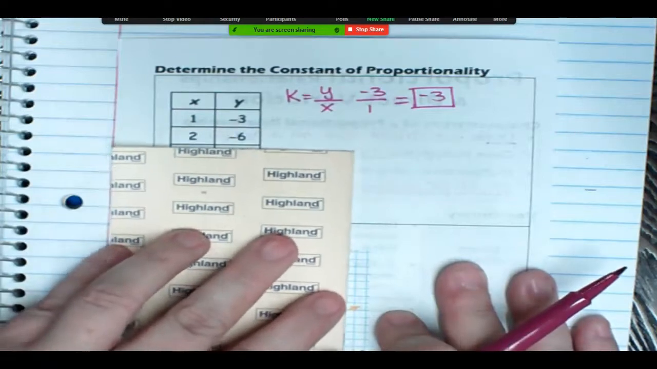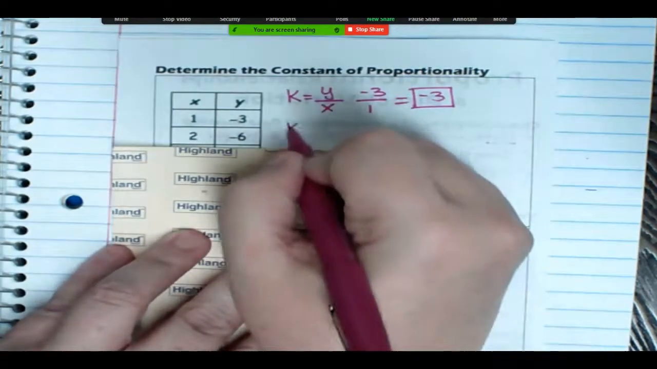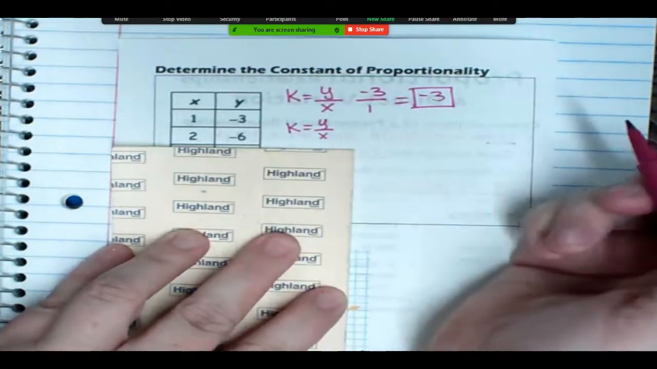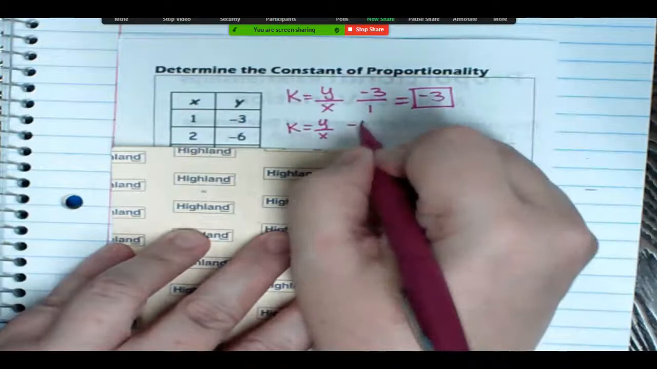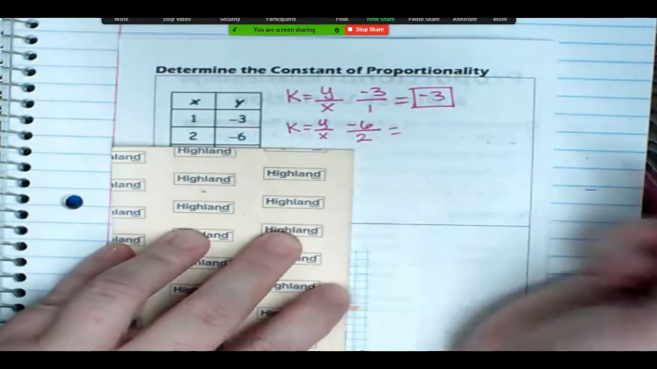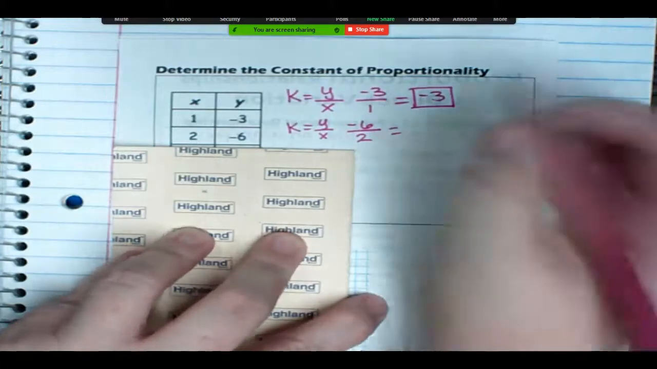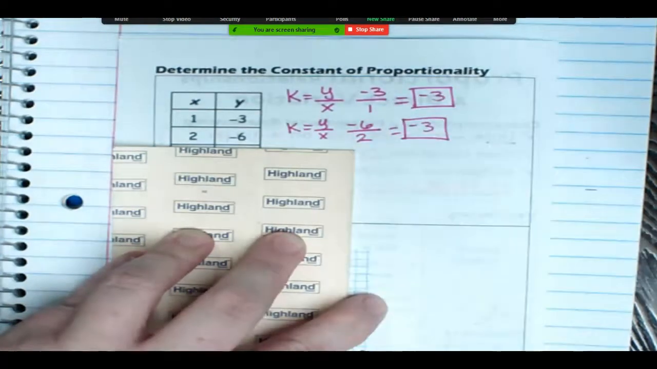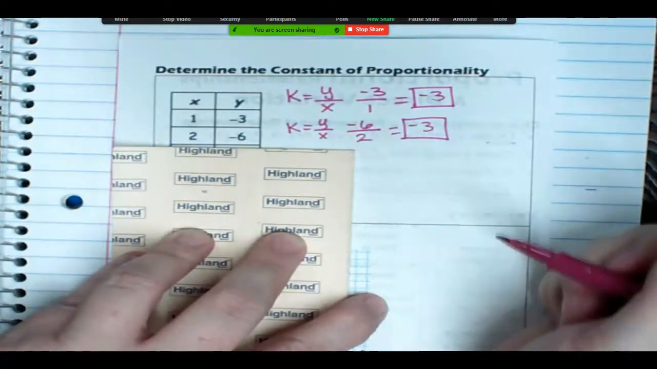Let's look at the next ordered pair. K equals Y divided by X. What's my Y value? -6 over 2. What is my constant of proportionality? -3. We're looking good so far. We're matching. It's constant. It's staying the same. So I know it's proportional.